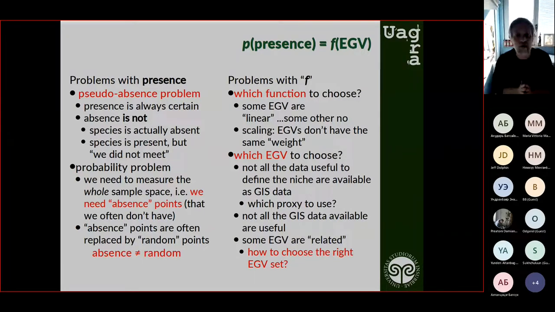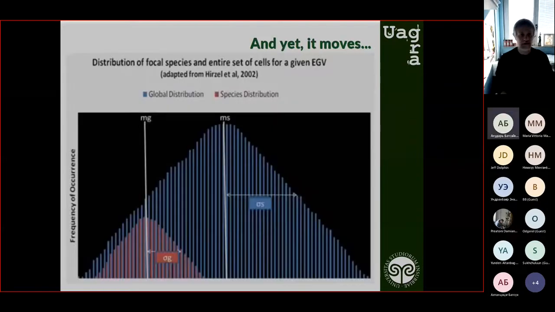Because I have plenty of data and I suspect that most of them are useless, are not niche parameters. That is to say, I can use them as niche parameters, but their weight is zero. So a problem on the right side of our equation, on the eco-geographical variables, is double. Which kind of function is best to use? And which pack of eco-geographical variables, given the high number you can download, is the best set?